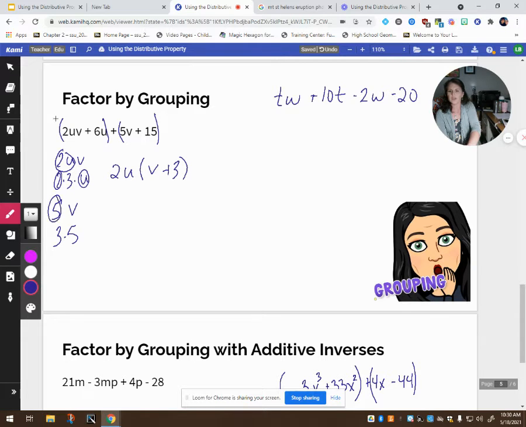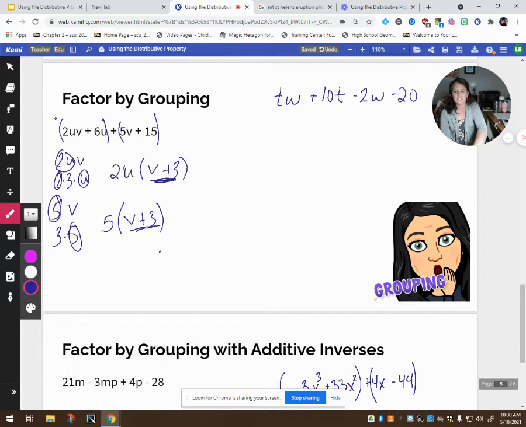Okay, what do these both have in common? Well, they both have a 5, so I'm going to factor out that 5, and then I'm left with a positive v and a positive 3. So that gets me back to here. But look what I have here. Think back to when we were foiling, when we had a binomial times a binomial. I have 2u times v plus 3, and I have 5 times v plus 3.